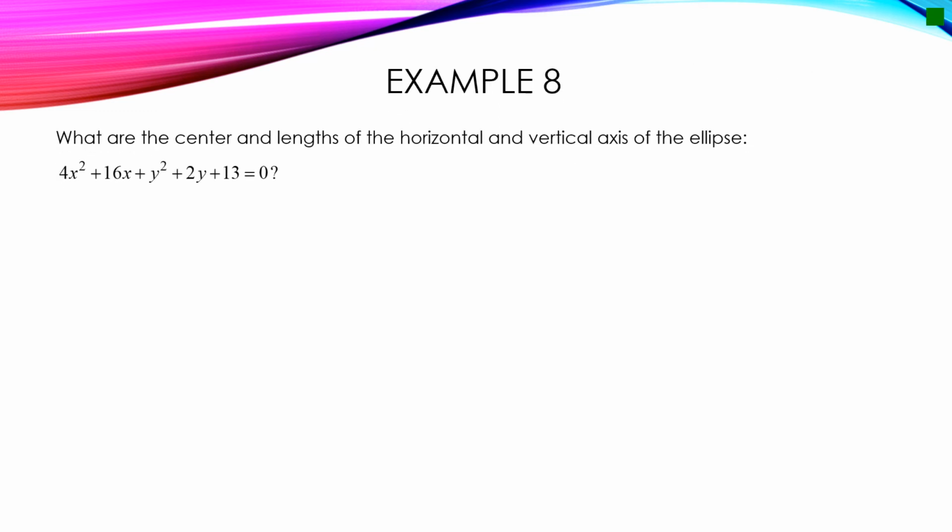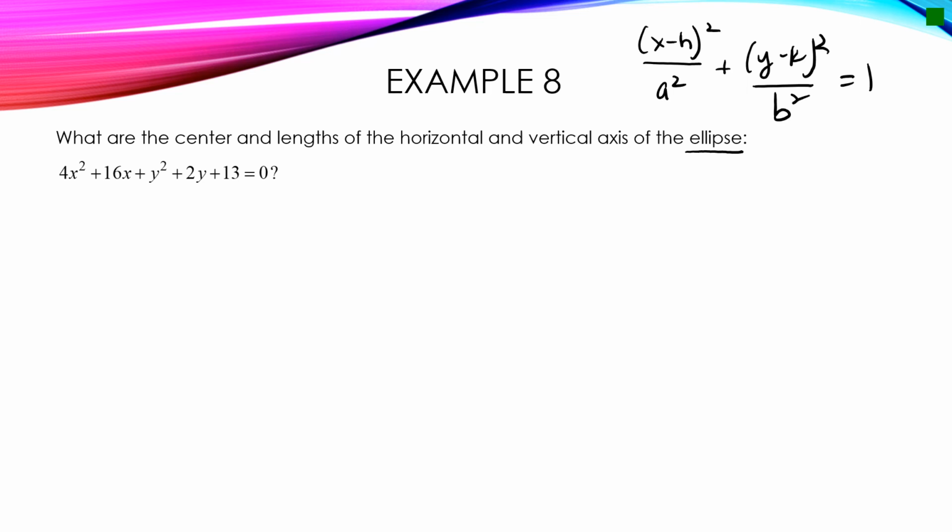Example 8. What are the center and the lengths of the horizontal and vertical axis of the ellipse? All right, so we have 4x squared plus 16x plus y squared plus 2y plus 13 equals 0. And so it's not a parametric because we do not have the parameter of t. What I know about an implicit form of an ellipse is that I have to get it in the form (x minus h) squared over a squared plus (y minus k) squared over b squared, and it's always going to equal 1.